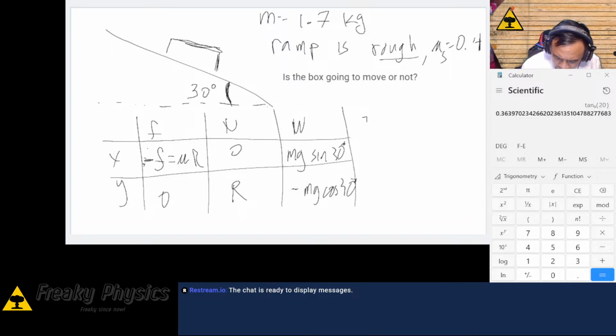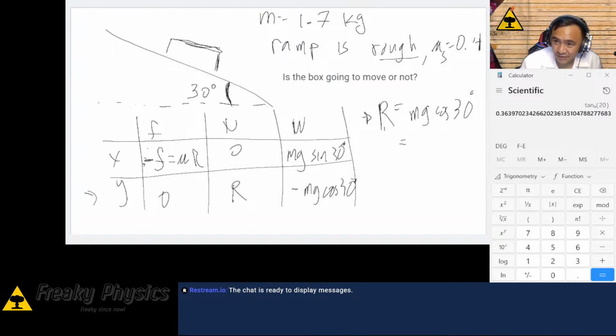I thought I'd just do negative mg cosine 30 and then just make it positive, the absolute of that. What I'm going to do here is solve for y already, right? So R would be mg cosine 30, and this is already solvable. Let's just put that in.